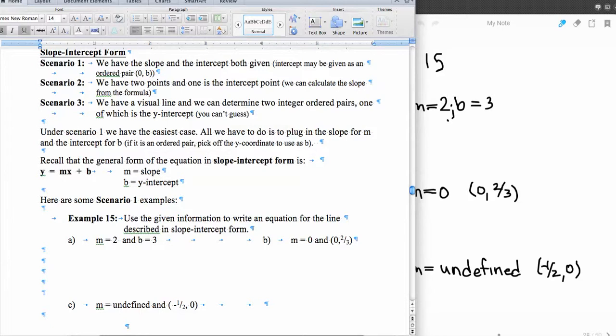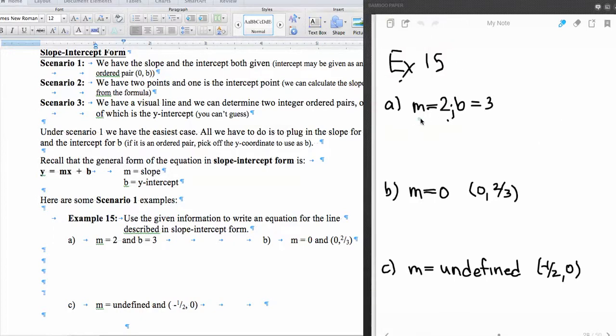Another way is that we might be given 2 points, in which case we'll have to find the slope, and then the 1 point we'll recognize again as the y-intercept because the x will be equal to 0. And finally, we could have the line drawn for us, a visual interpretation of it, and it must be very clear that the y-intercept is an integer ordered pair because we don't want to be guessing about that. So, slope-intercept form, remember again, is y equals mx plus b. Remember that we've also seen function notation, so we could see it as the y being replaced by the f of x symbol.